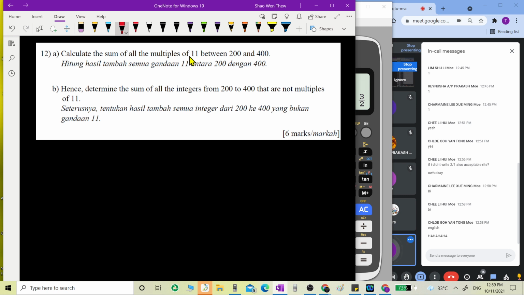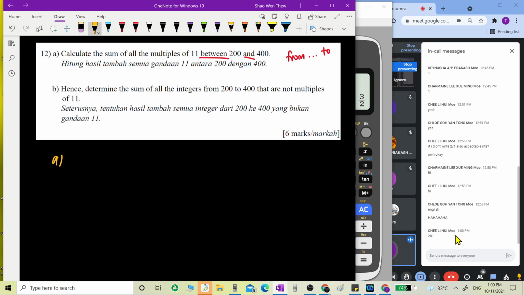Okay, so multiples of 11 between this and this. Remember, look carefully, the word between is different from to. From 200 to 400 is different. So what you need to do is ask yourself what is the first multiple of 11 after the 200. After the 200. So what is the first number? Faster. What is the first number?